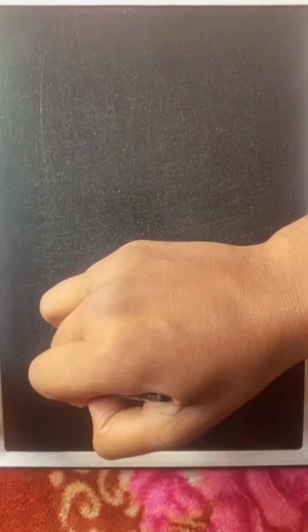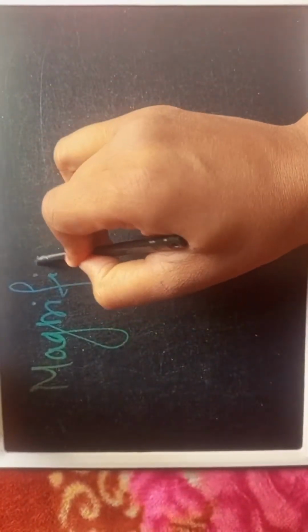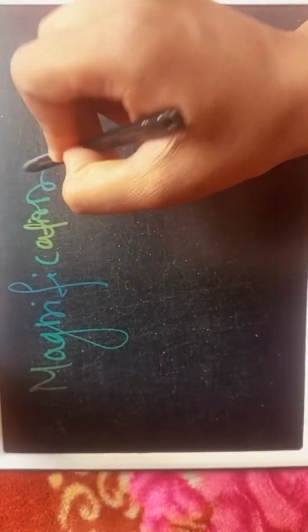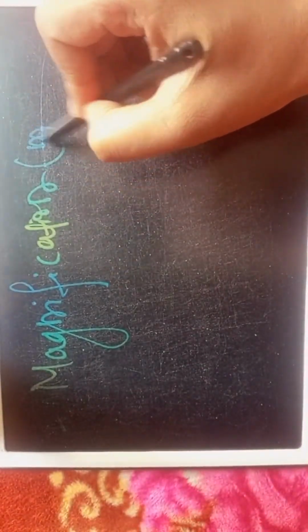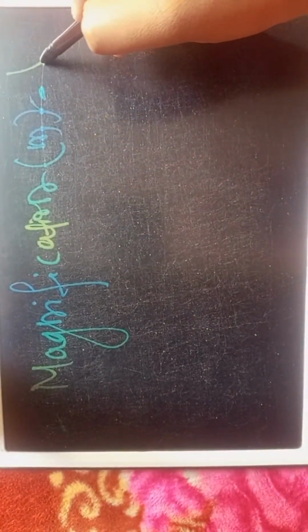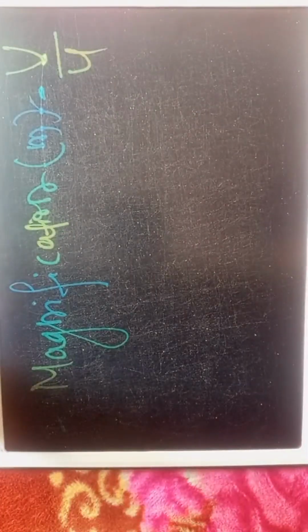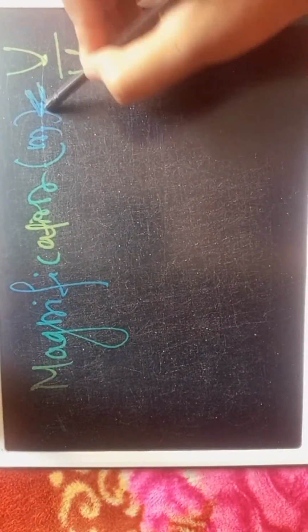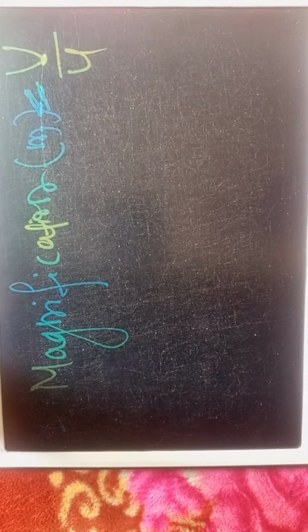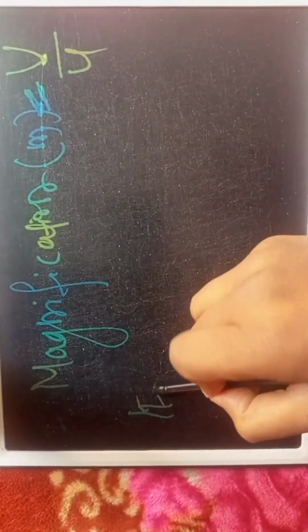Now another is magnification. Magnification is V by U. This is also most important.